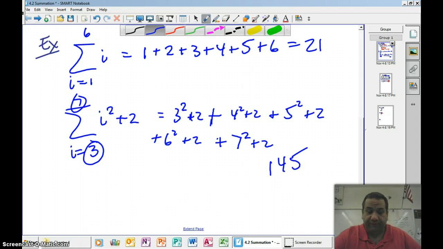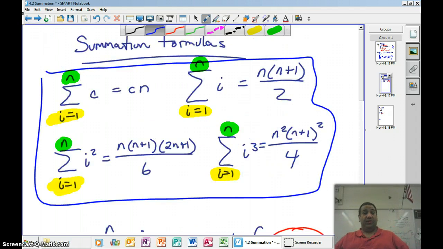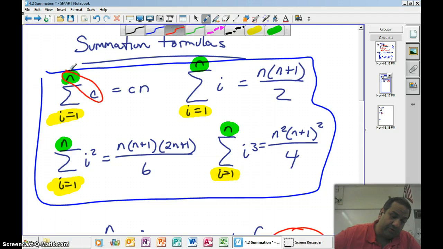Now here's some important formulas for you. You need to know these. Let's talk about this. If I have the sum of a constant, all right, the sum of a constant is equal to the constant times n. Just multiply these two together. So if that was 8, it'd be 8 times n because you're going to add 8 n times.